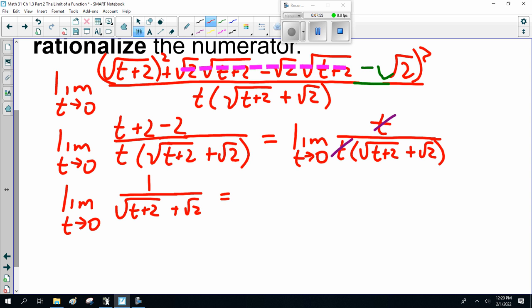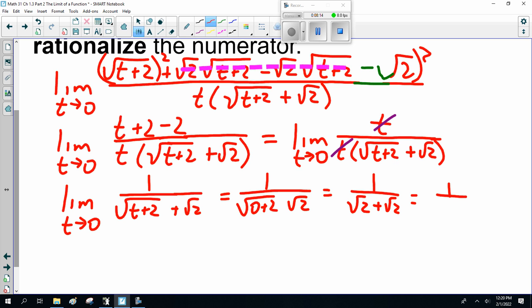And here I can substitute or plug in t equals 0. That becomes 1 over square root of 0 plus 2, plus square root of 2, which is square root of 2 plus square root of 2, 1 over 2 square root of 2. All right? Now, that's a perfectly acceptable answer.